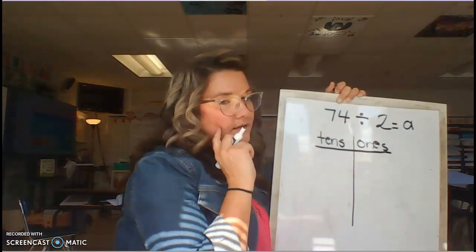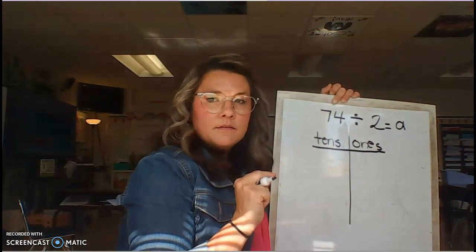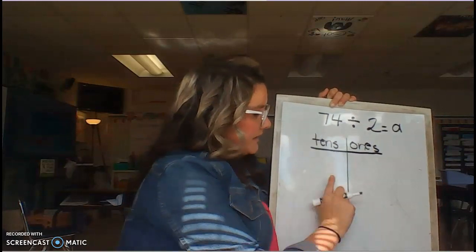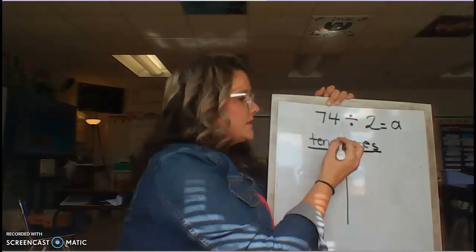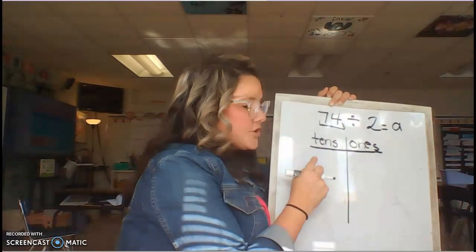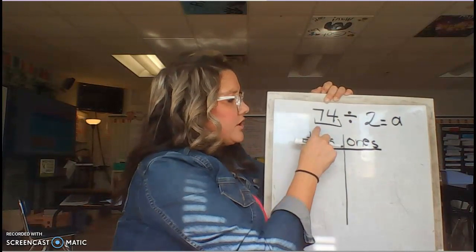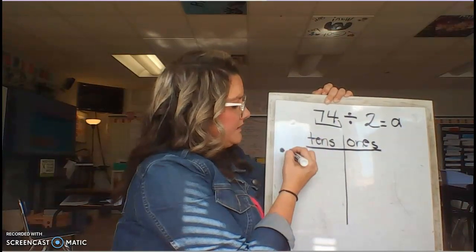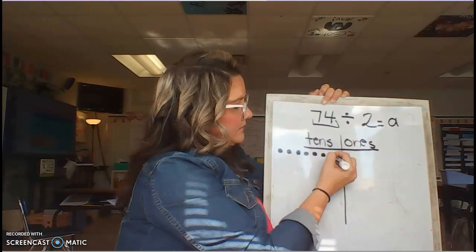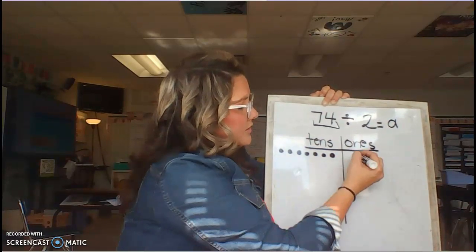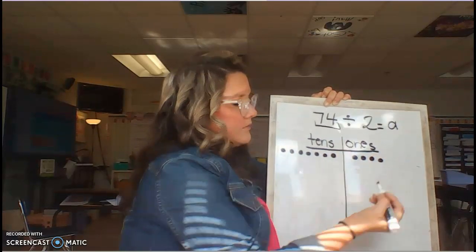Okay, so take a minute. If you need to pause the video, that's fine. But make sure you are very clear in your strategy. All right, first things first, I'm going to take my total and I'm going to show it in the place value chart. So I'm going to show 7 tens and I'm going to show 4 ones.